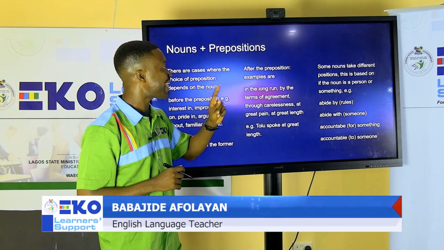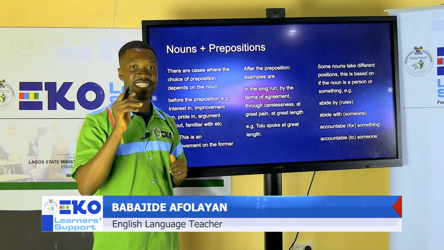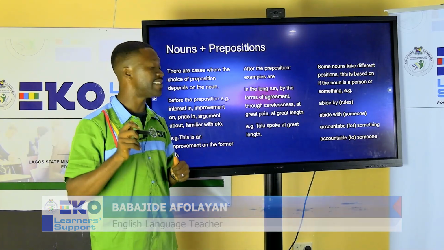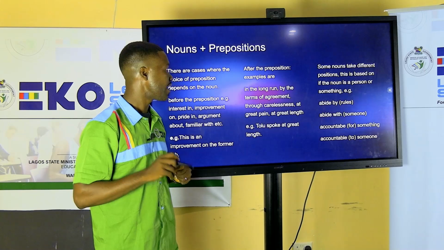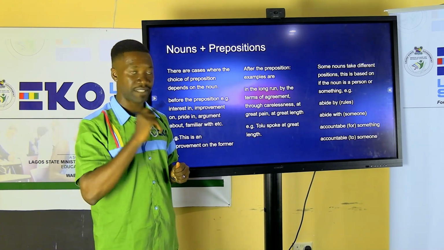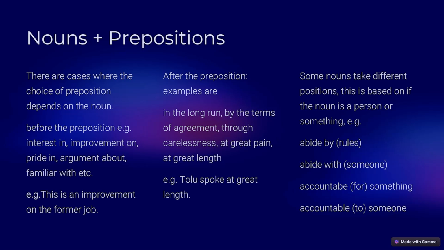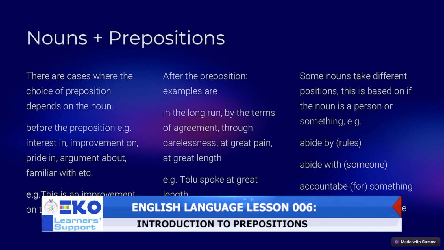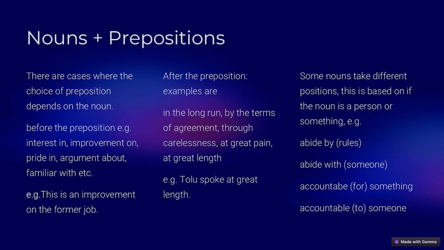Also, some words take different prepositions, based on whether the object is a person or something else. Let's look at this. When you use abide by, you use it when you are talking about rules. When you use abide with, you use it when you are talking with someone. When you use accountable for, you use it for something. And when you are accountable to, you use it for someone.